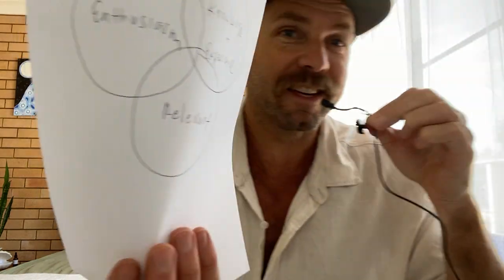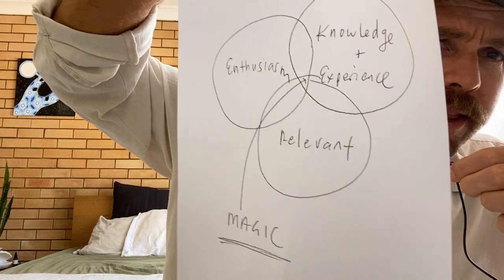And what am I enthusiastic about? What knowledge and experience do I have? So if you tick off those three things, there's a very small area in there where these three circles intersect. And let's call that the magic zone. Right there, see? Right in the middle, the magic zone. That's where you are going to do your best teaching.